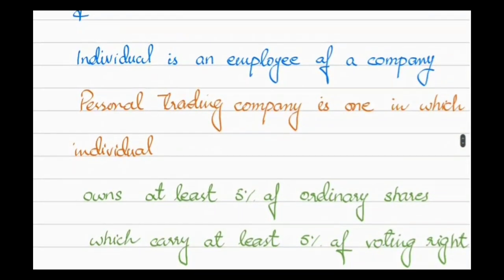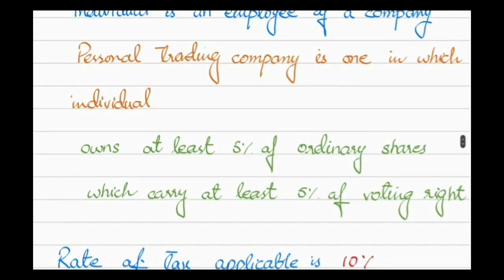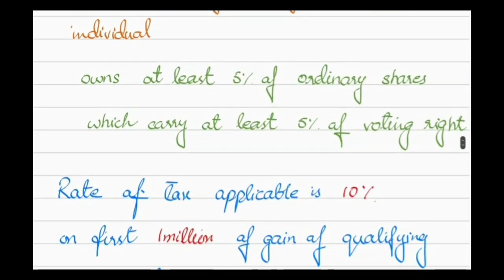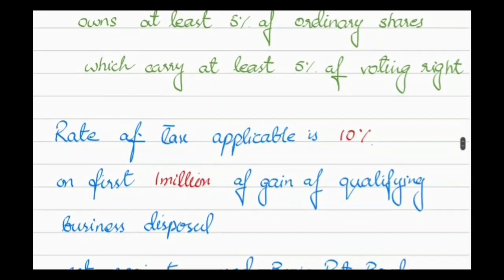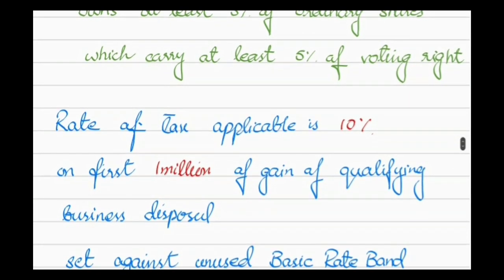The individual is an employee of the company. A personal trading company is one in which the individual owns at least 5% of the ordinary shares and which carry at least 5% of the voting rights.